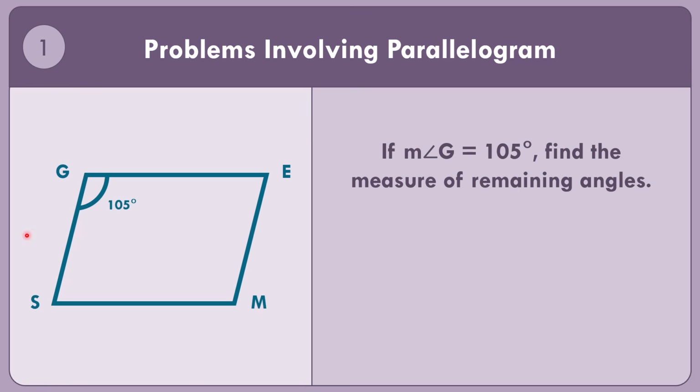In example number 1, the measure of the angle G is equal to 105 degrees. Find the measure of the remaining angles, that is angle E, angle M, and angle S. First, we need to identify the value of the angle M. Angle G is congruent to angle M. So if angle G is 105 degrees, angle M is equal to 105 degrees.